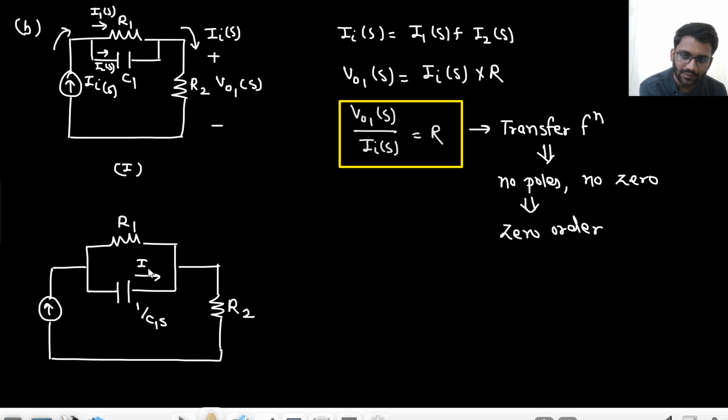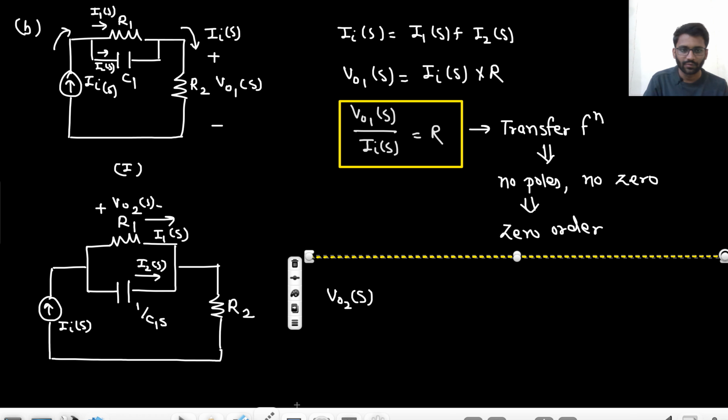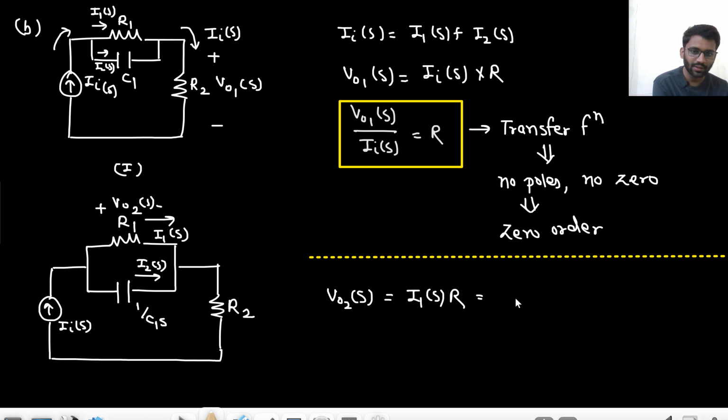This is what I2S, this is what I1S, and this is INS. Now this INS is getting divided into R1 and C1S, right? So what was my output now? This is my output, V02S. So what will be V02S? V02S would be I1S into R. Are you getting my point? Or it can be I2S into 1 upon C1S. So any one you can solve, I1S into R or I2S into 1 upon C1S. So I will solve I1S into R.